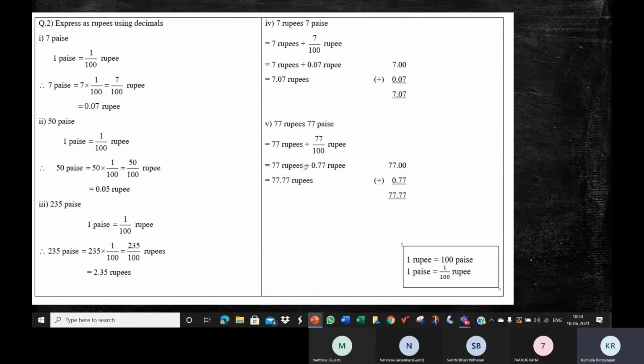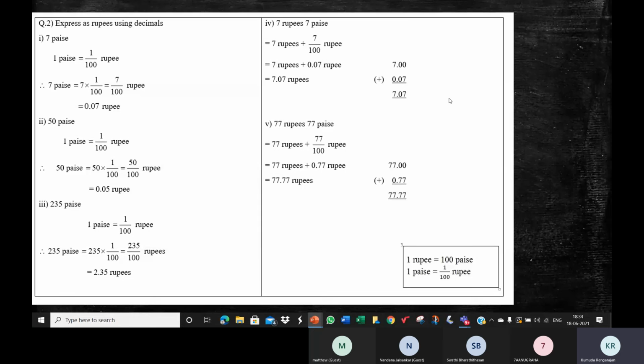Now add these two. 77 means 77.00, and the 0.77. Write it one below the other and do the regular addition. 77.77 rupees.